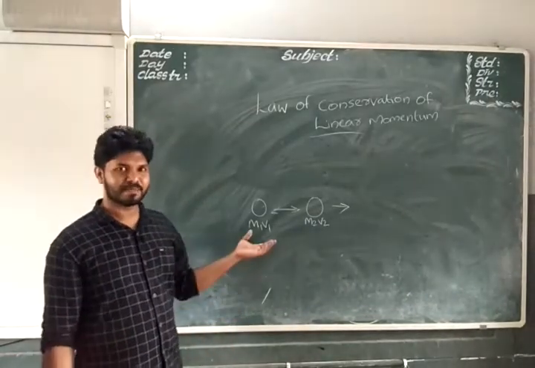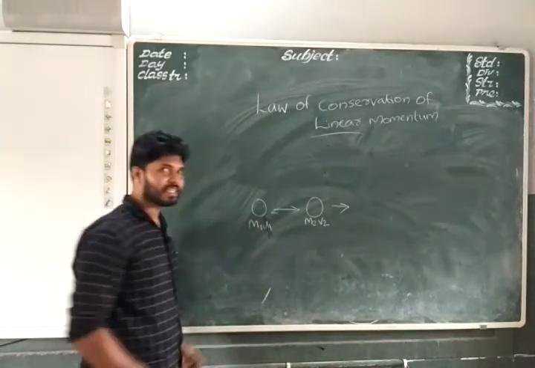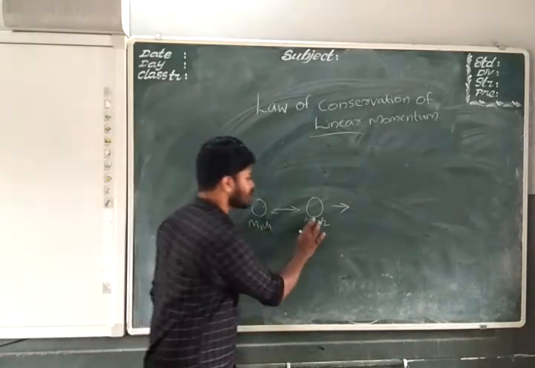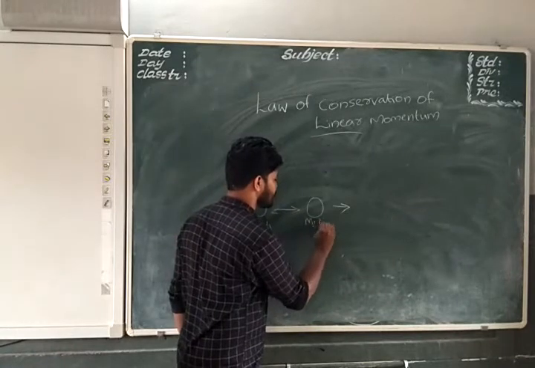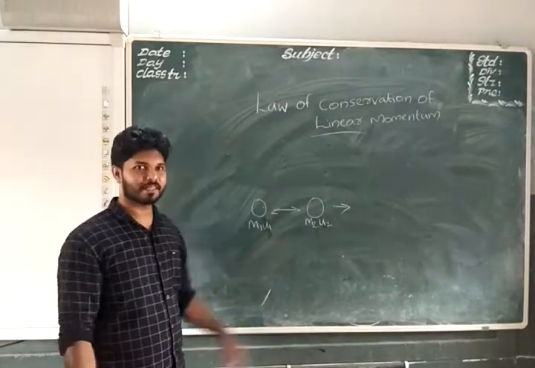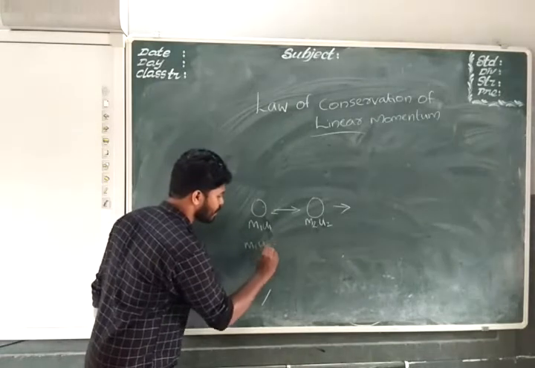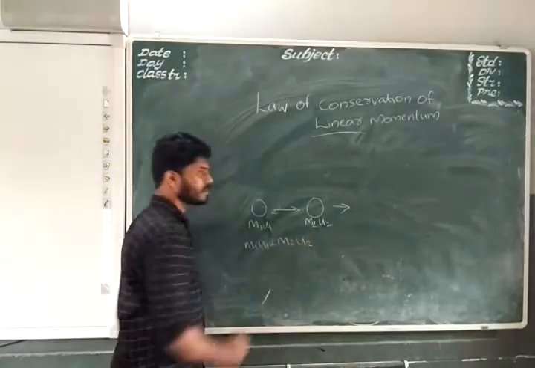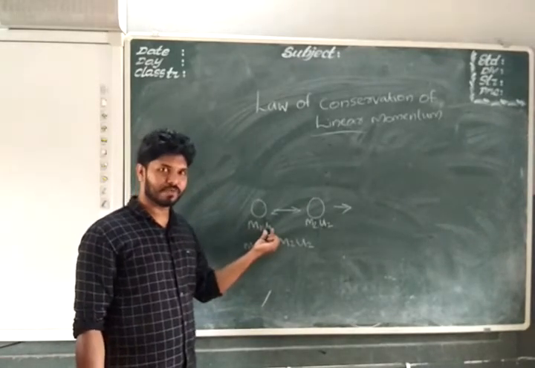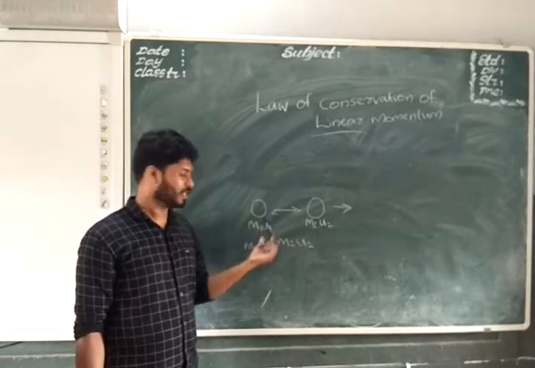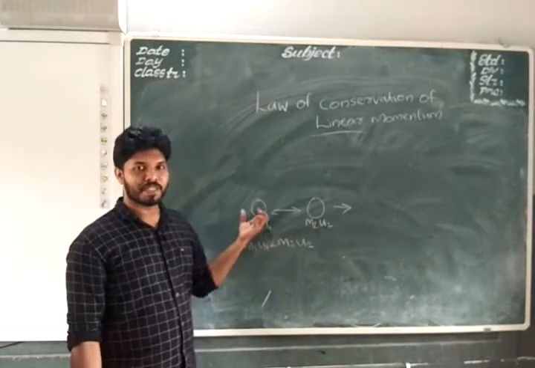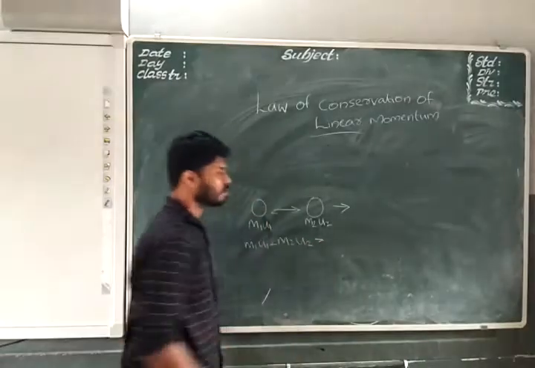So let a body with mass m1 and initial velocity u1 and another body with mass m2 and initial velocity u2 collide each other. So before collision, what is their linear momentum? m1 u1 plus m2 u2, isn't it? mv is the equation for linear momentum. As the velocity is u1, that is the initial velocity, we take u1. So the linear momentum is m1 u1 plus m2 u2. That is the momentum before collision, which will be equal to the momentum after collision.